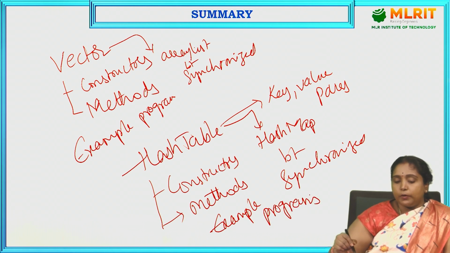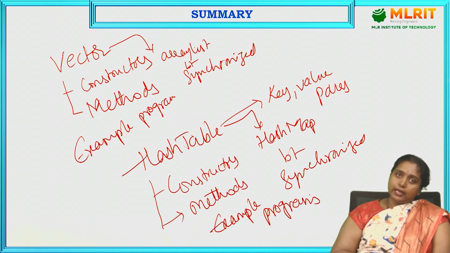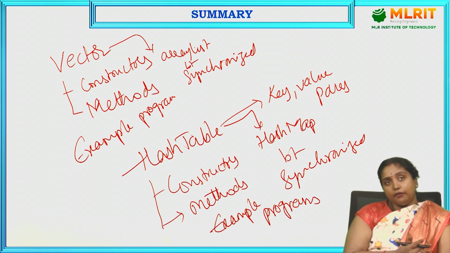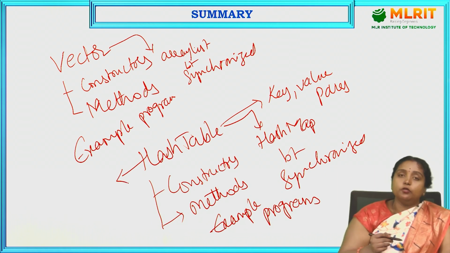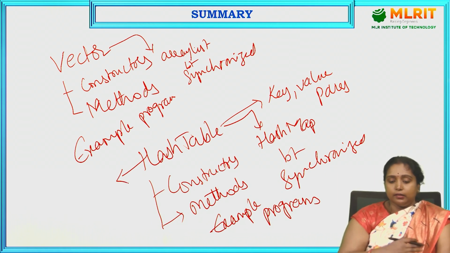So, what are the operations that you can perform on a vector and hash table? They have already defined the methods. We are just creating objects of the particular vector class and hash table class, and we are performing operations using built-in classes. This is what today's session is.